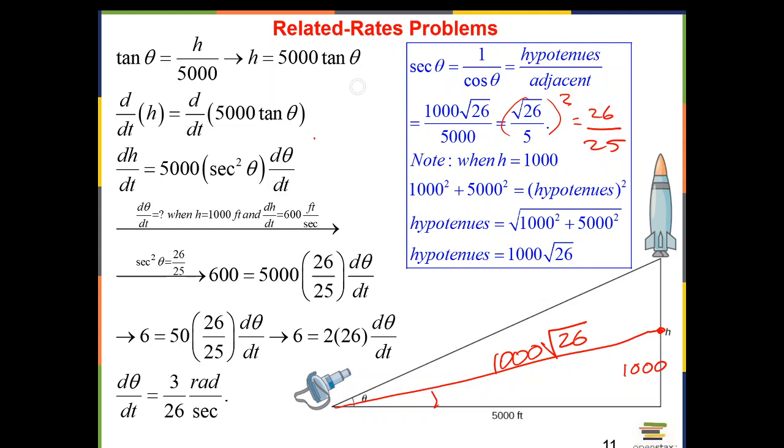Okay, so the answer is 3/26 radians per second, and you can program some kind of mechanical device with gears and stuff on it, and have it move with that velocity. You can convert that to how many degrees per second you have to move the camera, and maybe you have little gears here, and you can automate it so that this camera will move such that it's always focused on the rocket.